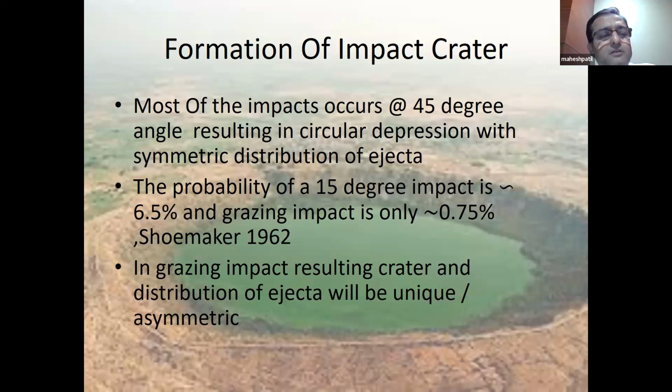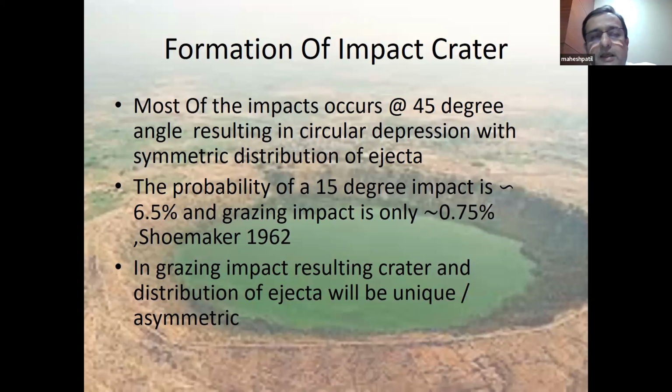There are various models. Obviously a 45-degree angle is more or less circular. If the angle becomes a little lower, say 30, look at the lunar crater in the background. This impact has occurred somewhere around 30 to 40 degrees. If you try to draw a perfect crater out of it, you will realize it's a little elliptical or elongated crater. It is not exactly a circular crater. So it is not necessary that every time it is a perfect circle.